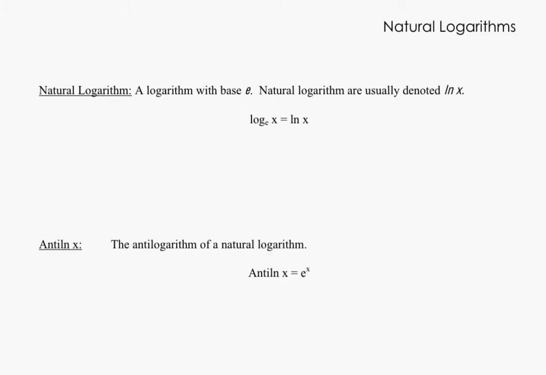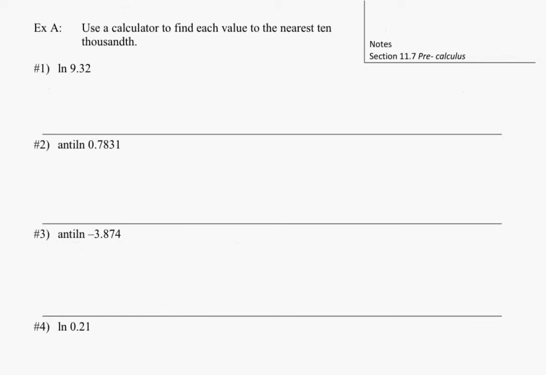So example A, use a calculator to find the value to the nearest 10,000th. All you have to do is type that into your calculator. Should get 2.2322. Anybody not get that?